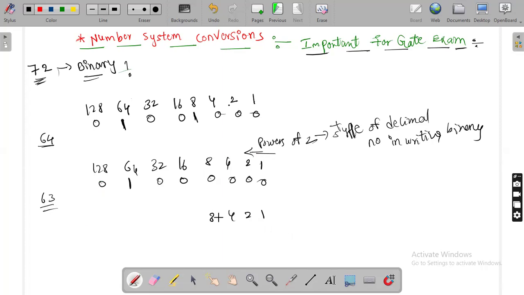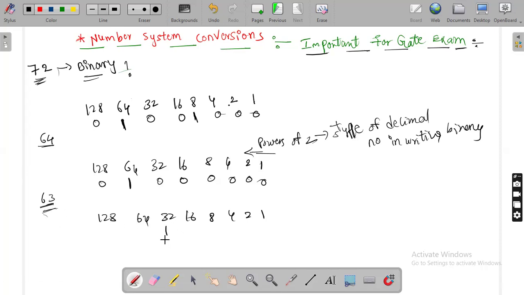1, 2, 4, 8, 16, 32, 64. Just double the number. 1 ka double 2, 2 ka double 4, 4 ka double 8, 8 ka double 16, 16 ka double 32, 32 ka double 64, and 128. But what is the nearest number to 63 now? 64. But 64 is greater than 63. It should be less than or equal to 63. So then tell me, what is the nearest number to 63?